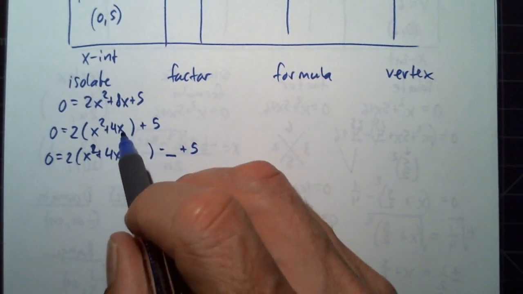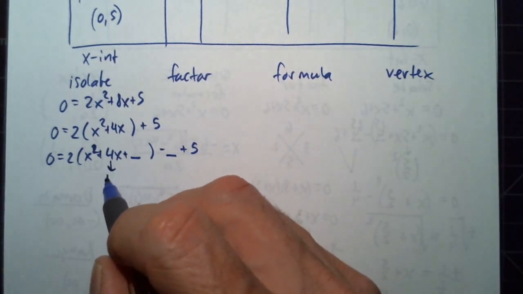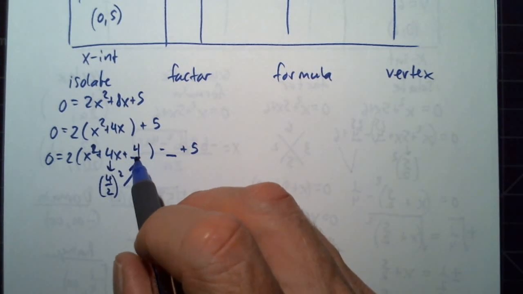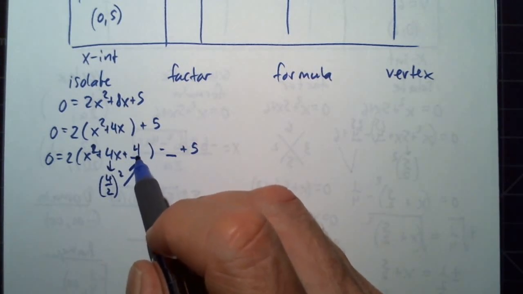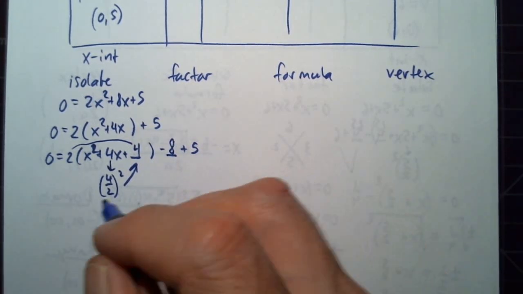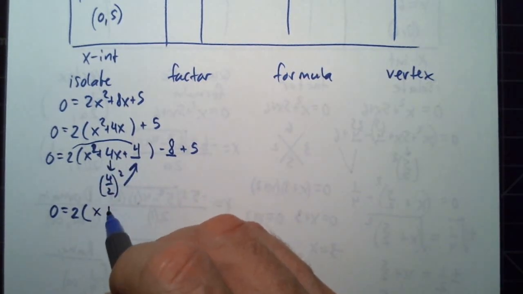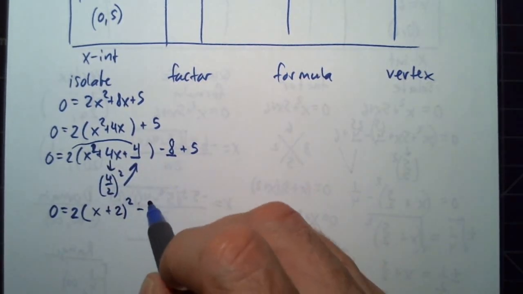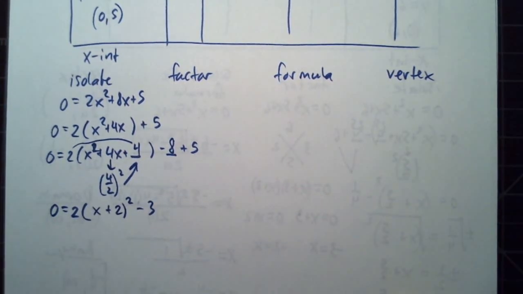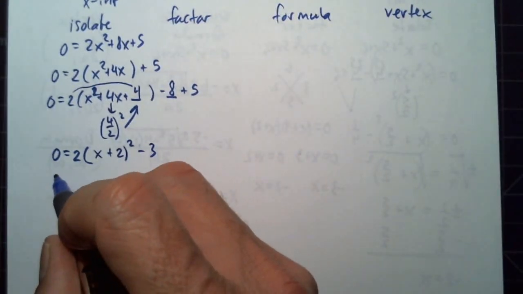So I'm going to add something inside the parentheses and also subtract something outside. We can divide by 2 and square. That'll give us a 4. By writing a 4 there, we have not just changed the value by 4, we've changed it by 8. So that means subtract 8 out there. And now we factor this as x plus 2 squared minus 3. Combine those, and we can solve for x by isolating x. So add 3 and divide by 2.